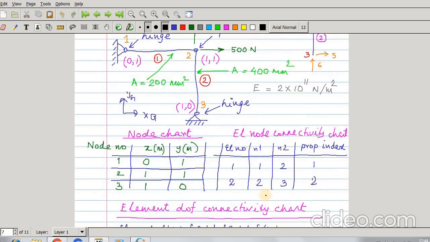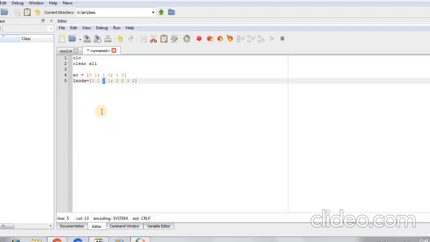And what is the next data? That is the property index. So the property index for the first element is 1, and here element number 2, first node is 2, second node is 3, and this is the property index of the second element. Okay. Here we are not giving the node numbers, but if you wish you can, but the problem is the coordinates are of real types and the number is of integer type. So there will be a mixture of data types and the node number will also be taken as a real number. So we have avoided it.